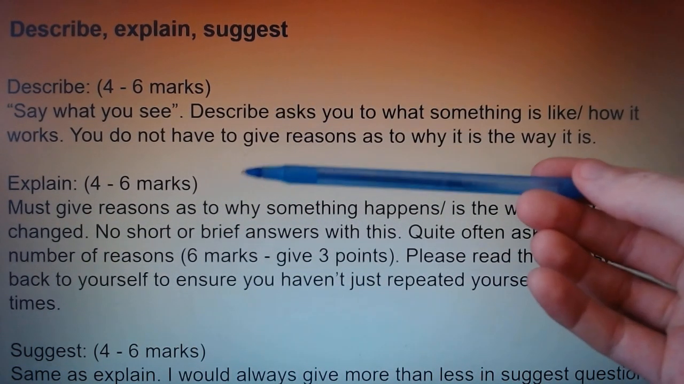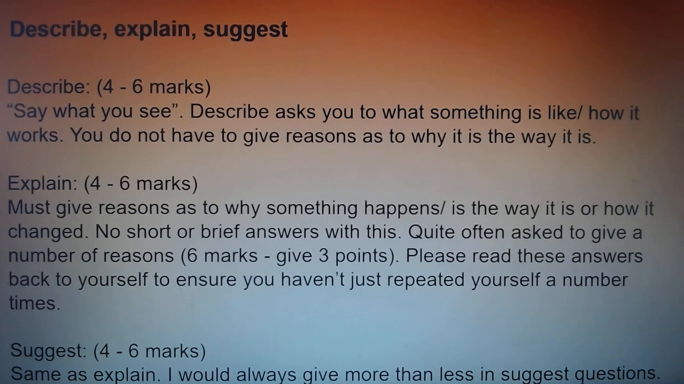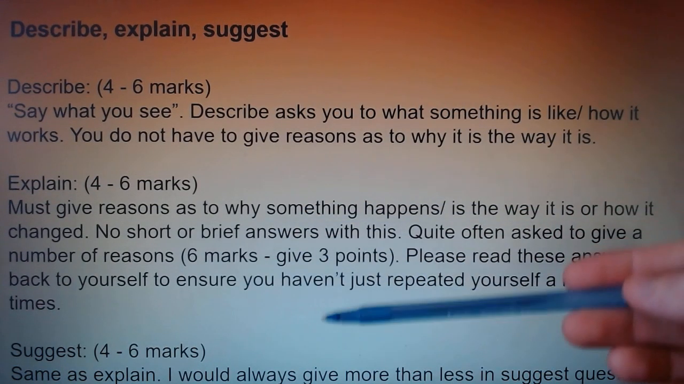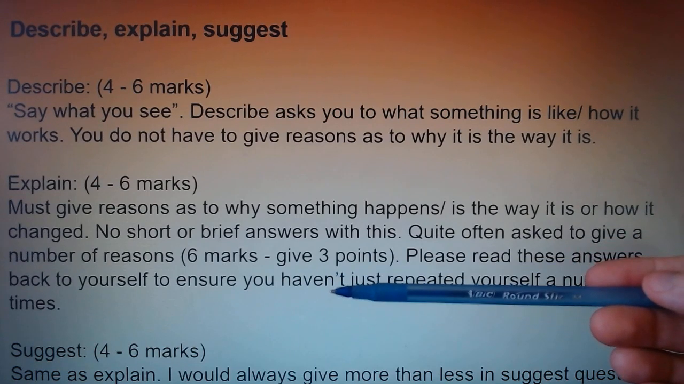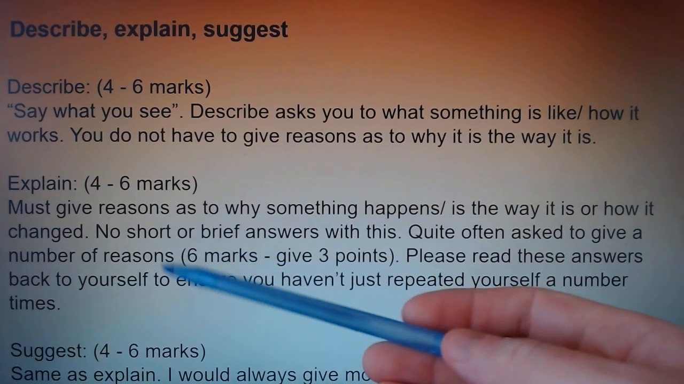So to explain something, you must give reasons as to why something happens, is the way it is, or how it changed. So if I ask you to describe something and I ask you to explain it, it's more difficult. You need to give reasons as to why it is the way it is. No short or brief answers with these. No 1-word answers. All full sentences. Describe, explain, suggest.